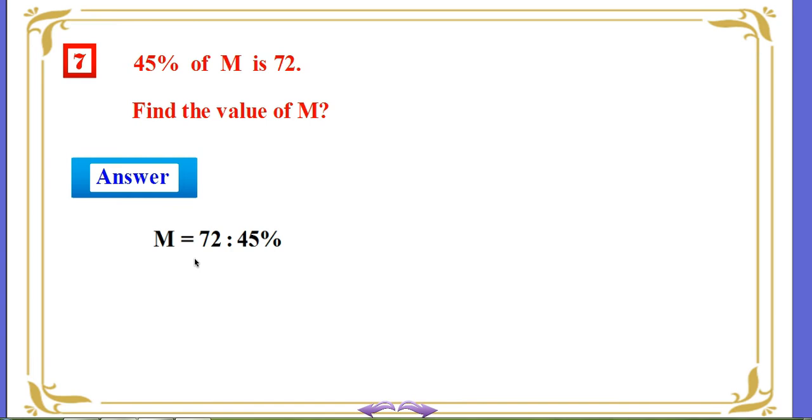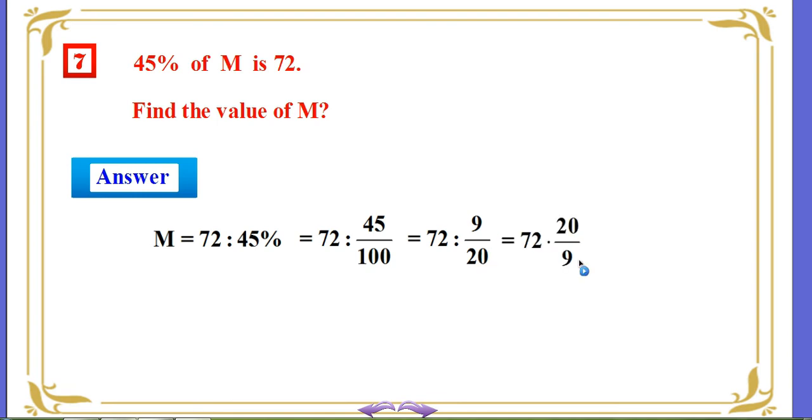We start. m equals 72 divided by 45%. First of all, we shorten 45% to 9 over 20. Then convert the division to multiplication by the inverse. Then we shorten 72 and 9. We get 8 and multiply with 20. We get 160. So the answer is m equals 160.